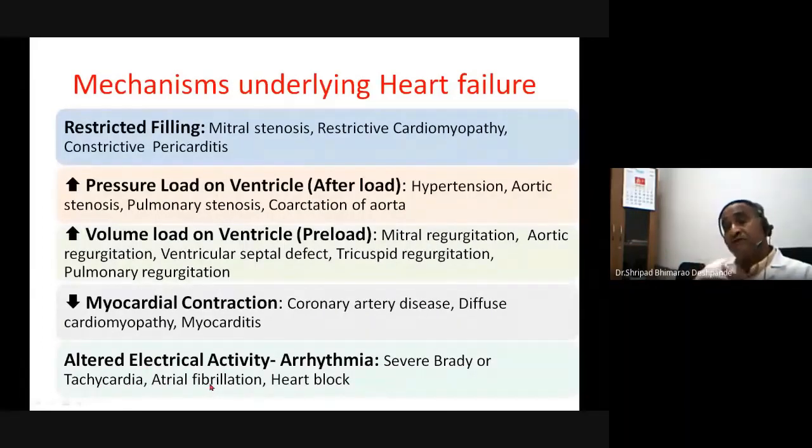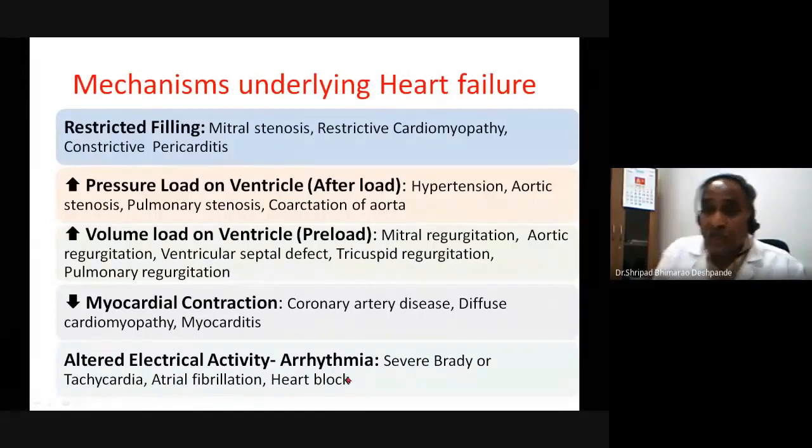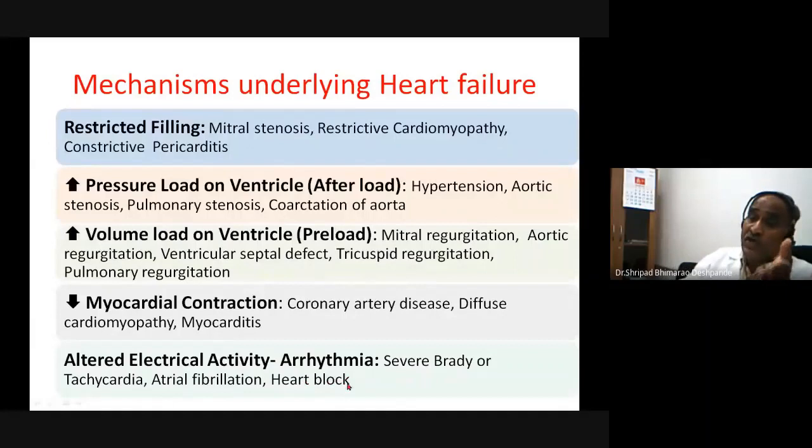Fibrillation is very fast, so the heart is not able to cope or produce a ventricular contraction, or there is a conduction defect, that is a heart block, first degree, second degree, third degree. Now you know that the third degree heart block is Stokes-Adams syndrome, in which there is a total dissociation of the atria and the ventricle, and the heart is slowed down to somewhere around 30 beats per minute. It's very severe. The person goes unconscious. So these are the underlying mechanisms for heart failure.